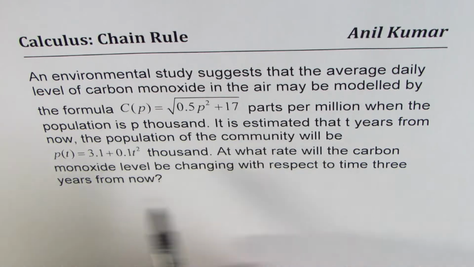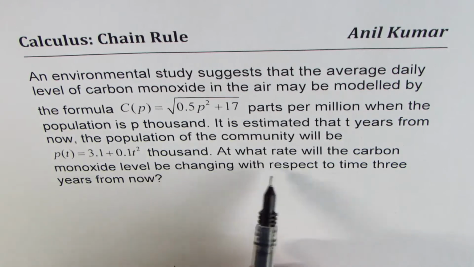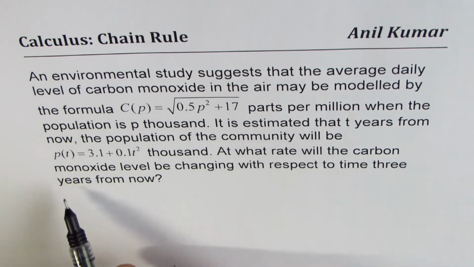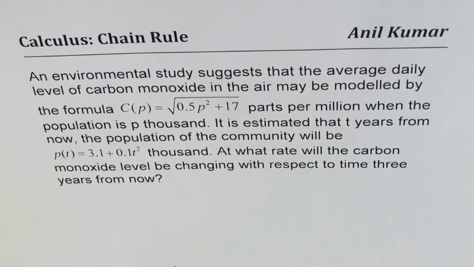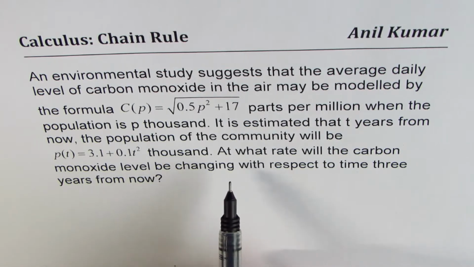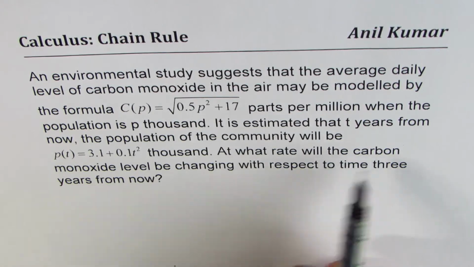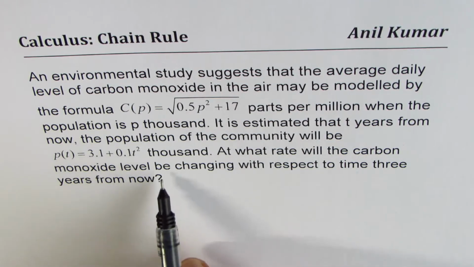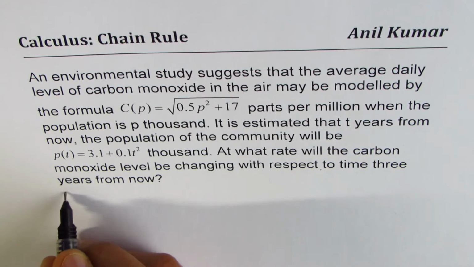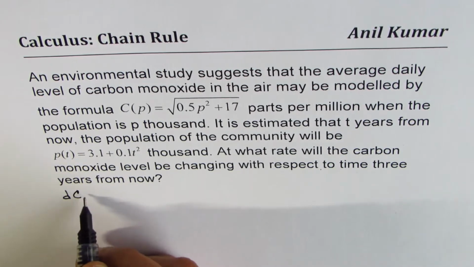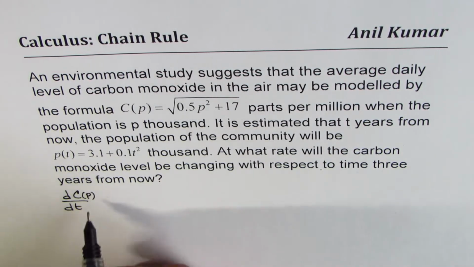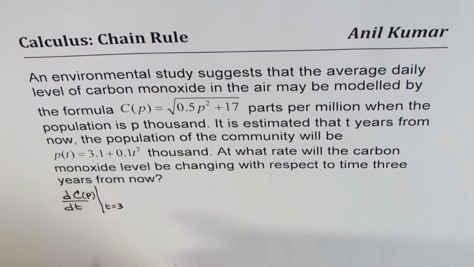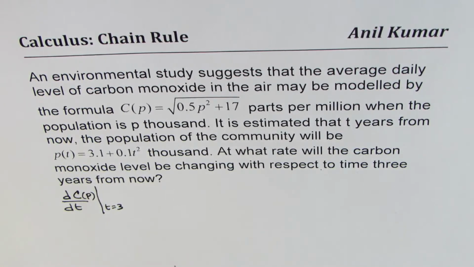At what rate will the carbon monoxide level be changing with respect to time 3 years from now? You can always pause the video, answer the question, and then look into my suggestions. So let's see what we need to find. It says, at what rate will the carbon monoxide level be changing with respect to time? That means the derivative of C(P) with respect to time 3 years from now. So when T equals 3, this is what we need to figure out, right?